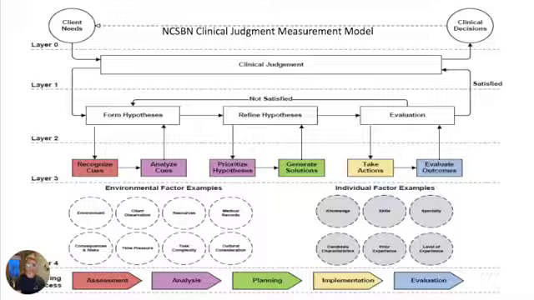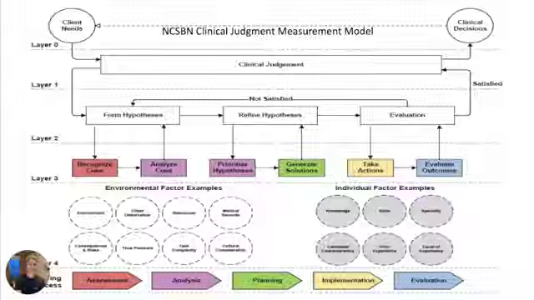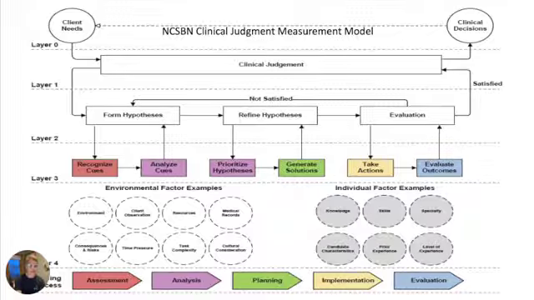I like this particular view because it overlays the nursing process onto the NCSBN clinical judgment measurement model, which you can see is quite a bit more sophisticated, a lot more information, a lot more complex. I really want to draw your attention in particular to layer 3 and layer 4. Layer 3 are the cognitive skills that the students need to work through while they're performing patient care. So recognizing cues, analyzing cues, prioritizing hypotheses, generating solutions, taking action, and evaluating outcomes.